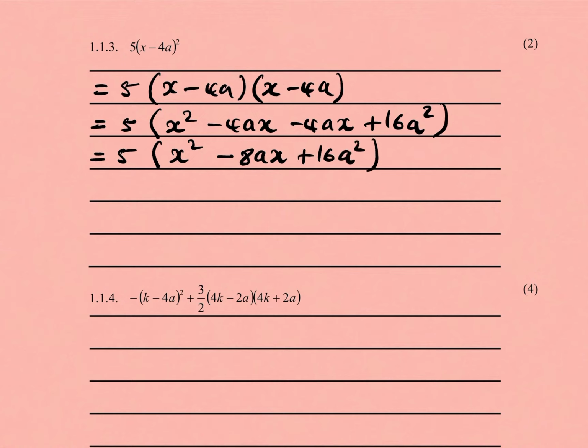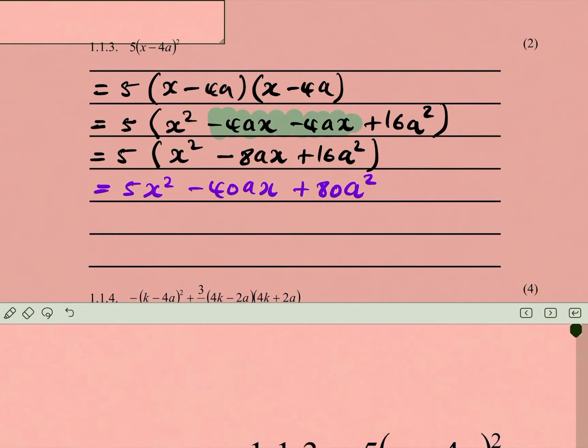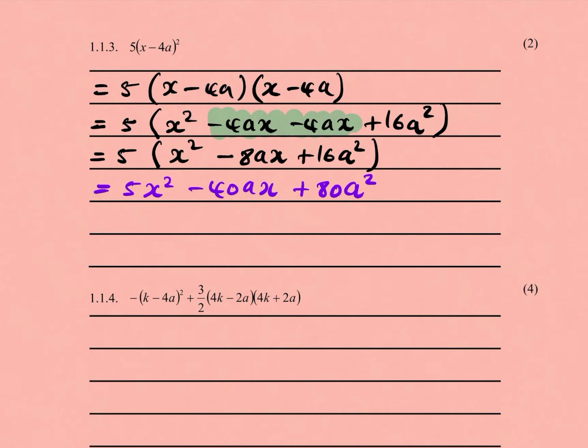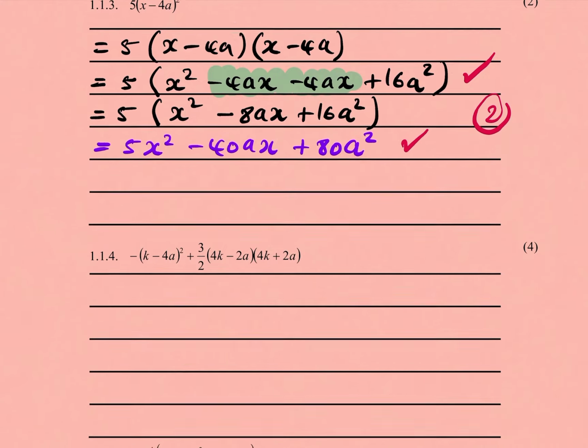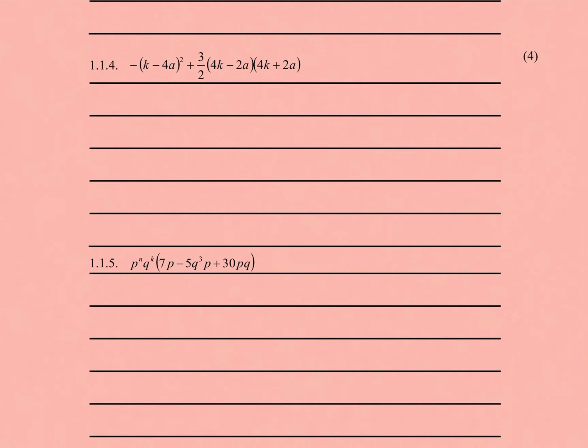Okay, now let's simplify the inside part, where 5 into x squared minus 8ax plus 16a squared. If you simplify the inside, you can see that these two are like terms. Okay, now you can multiply each term inside the bracket by 5. So this is going to give you guys 5x squared, then minus 40ax. 5 into 16 is going to give you guys 80a squared. So that's how you guys will work it out. So let's see where you guys get the marks. Okay, so you get the marks here and here, therefore the final answer, which gives you guys 2 marks for that. Well, that's how you guys will go about that.